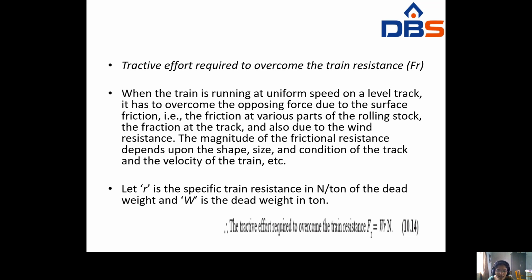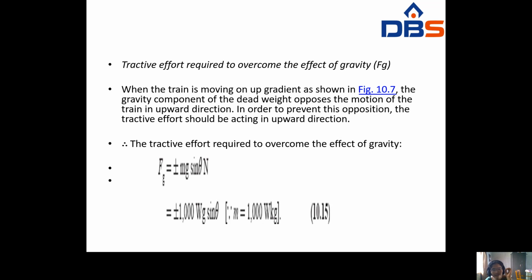WR newtons. W means dead weight of the train, R means specific train resistance in Newton per ton. Next, the final one: the tractive effort required to overcome the effect of gravity.